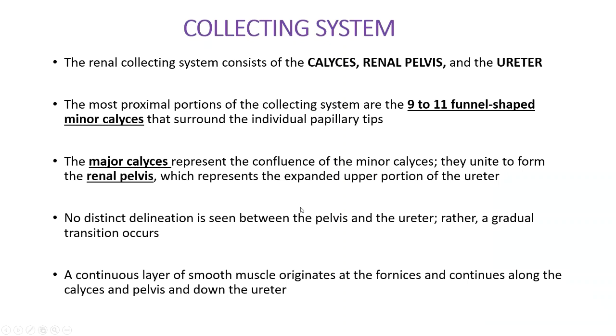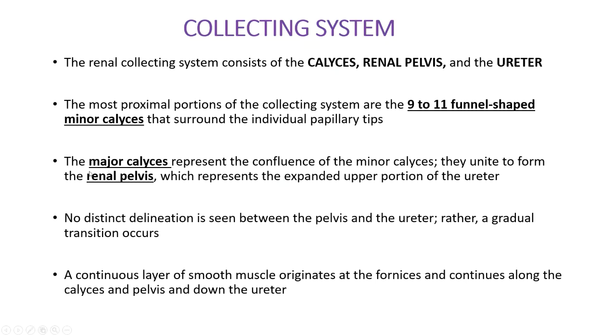Coming to the last component of the renal system, that is the collecting system. As we already know, the renal medulla opens out into the renal collecting system at the renal papillary tips, and it opens out into minor calyces. There are 9 to 11 funnel-shaped minor calyces that surround these renal medullary papillary tips, and these minor calyces join in groups of 2 to 3 to give rise to major calyces.